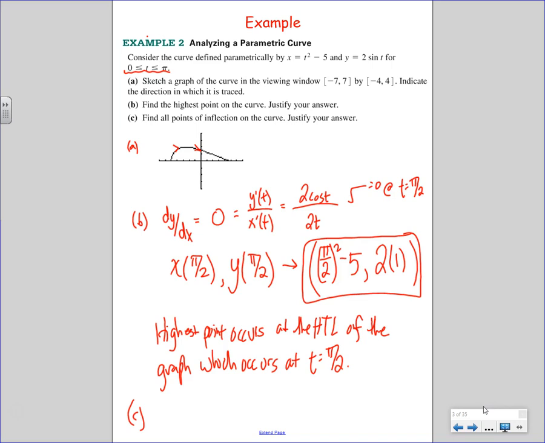Or DNE. But how do you know which ones are? Because those are just possible. Then you have to go ahead and make a little sign chart and check the signs before and after of the concavity. Does that make sense?